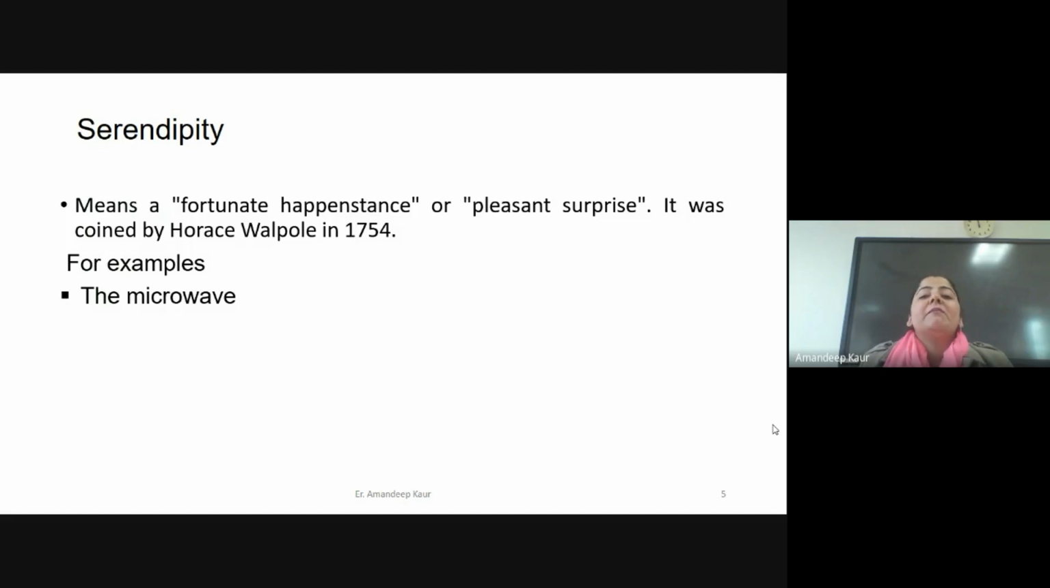But when we say a pleasant discovery or fortunate discovery, it does not happen in a day, or maybe after working on that particular problem for 1 week or 2 weeks.